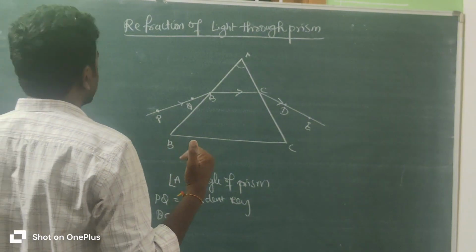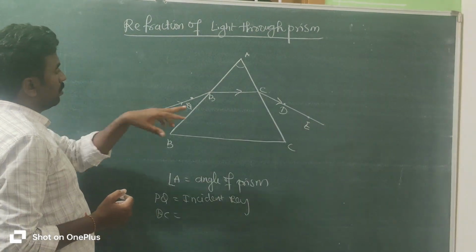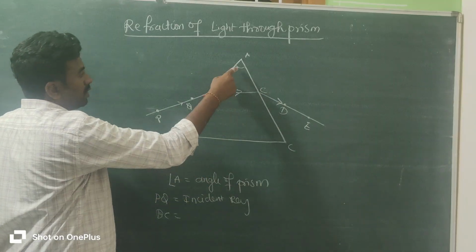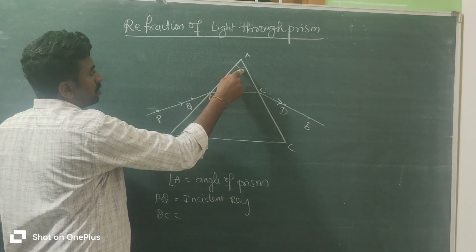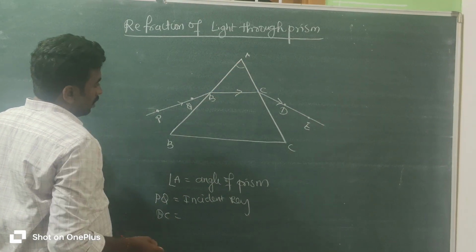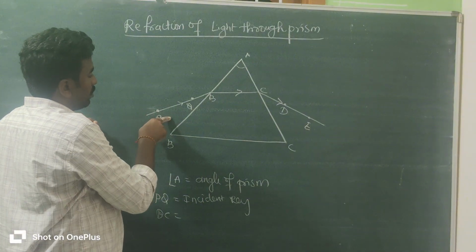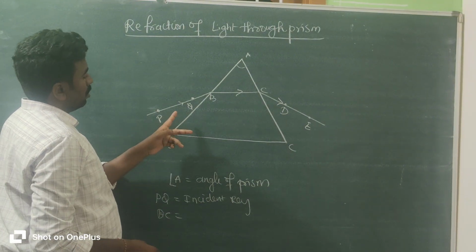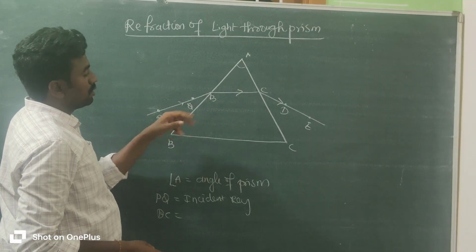Next, we discuss refraction of light through a prism. Let us take prism ABC, an equilateral triangle. Each angle is equal, and angle A is called the angle of prism. When light is sent from air to glass and glass to air, there is a difference in medium, and we know that there is refraction.